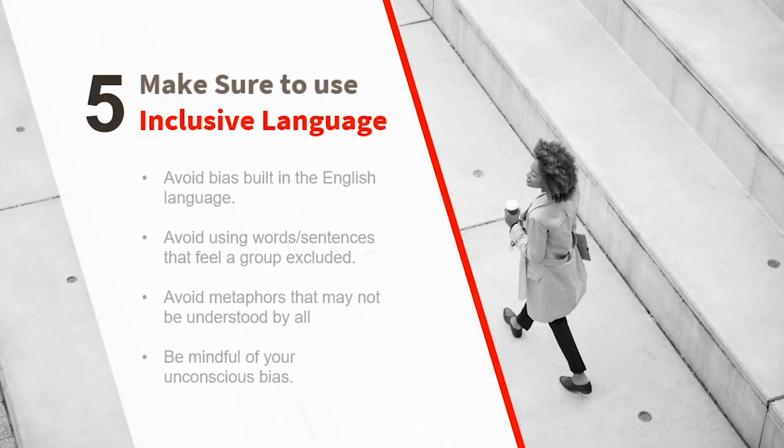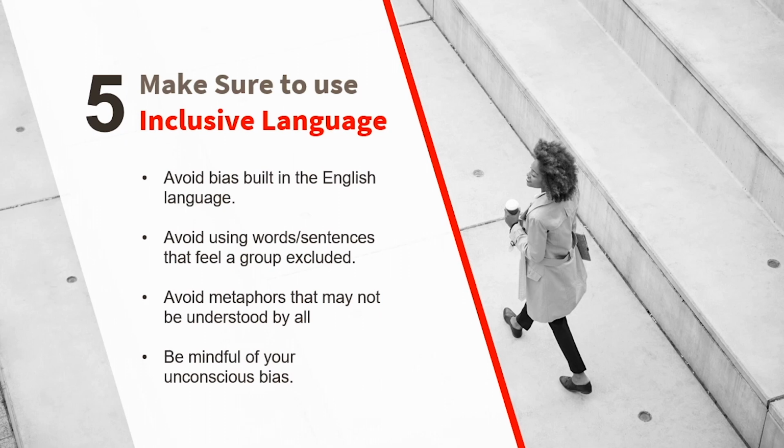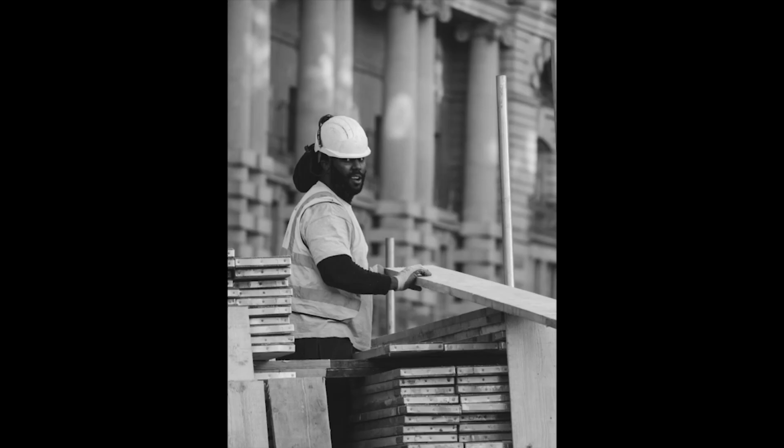Tip number 5. Make sure you are using inclusive language in your presentation. Avoid using he all the time or using he for managerial positions and she for admin or remedial positions. Unfortunately, there is considerable bias built in the English language already. For example, words like strong, competitive, manpower, and workmen are biased towards men. Make sure you're not using language that is excluding a group.